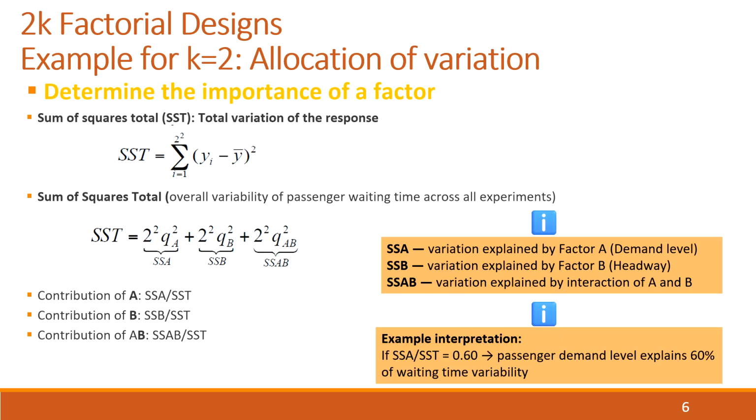Here we are discussing how to quantify the importance of each factor using the allocation of variation. The total variability of the responses is decomposed into parts explained by factor A, factor B, and their interaction. By comparing each sum of squares to the total, we obtain the percentage contribution of each factor. So, for example, if SSA divided by SST is equal to 0.6, demand level explains 60% of the variability in passenger waiting time.